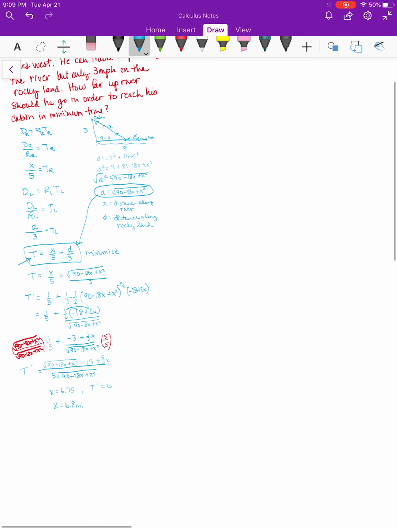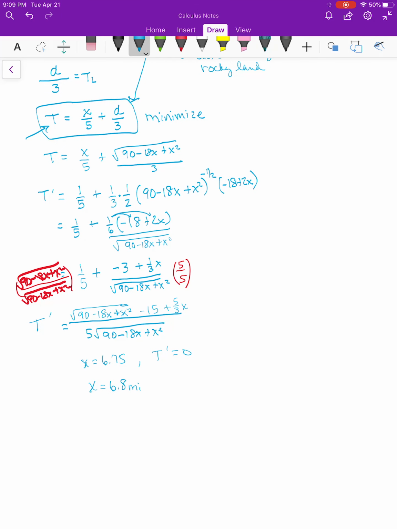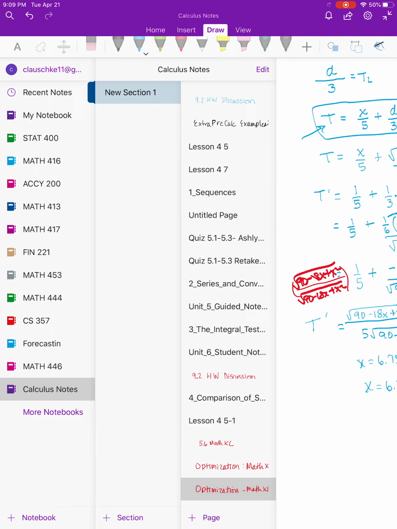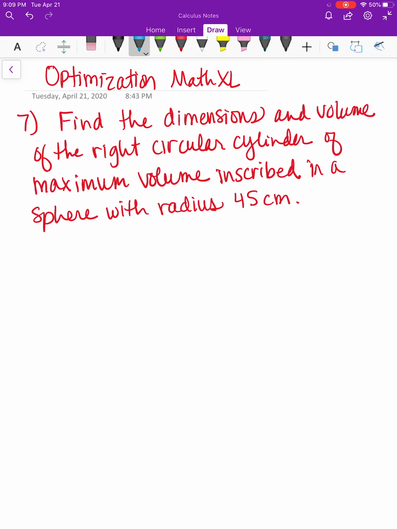Miles. So they think that he should walk 6.8 miles along the riverbed to minimize his time, 6.8 miles here, and then the rest of the way to the cabin. We could figure out what that was, but they only asked for the 6.8, so I'm not going to worry about any of the rest of it. And we did that because with this nasty derivative, we had to use our calculator to find the 0 of that. That would have been difficult to find the 0 of, although you would have set the numerator equal to 0, okay?